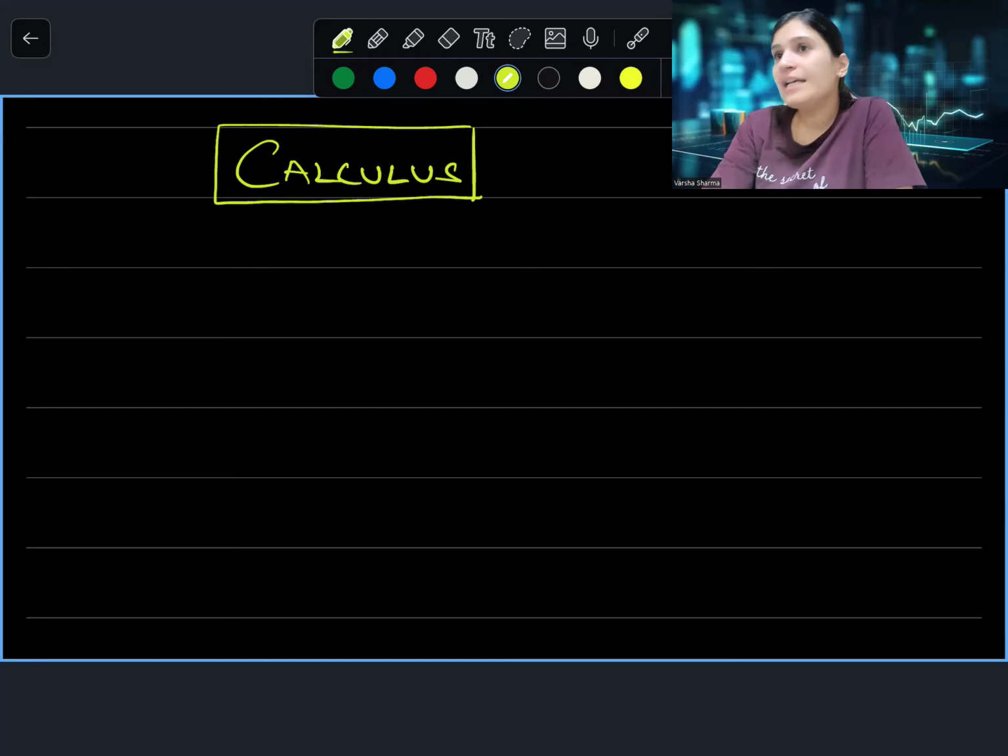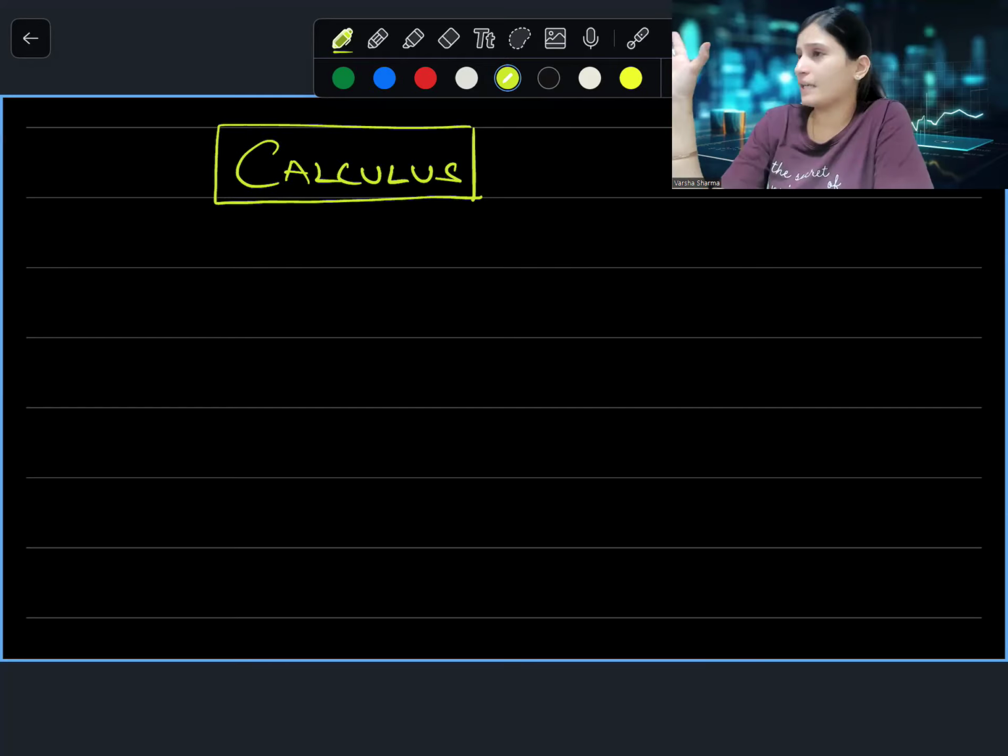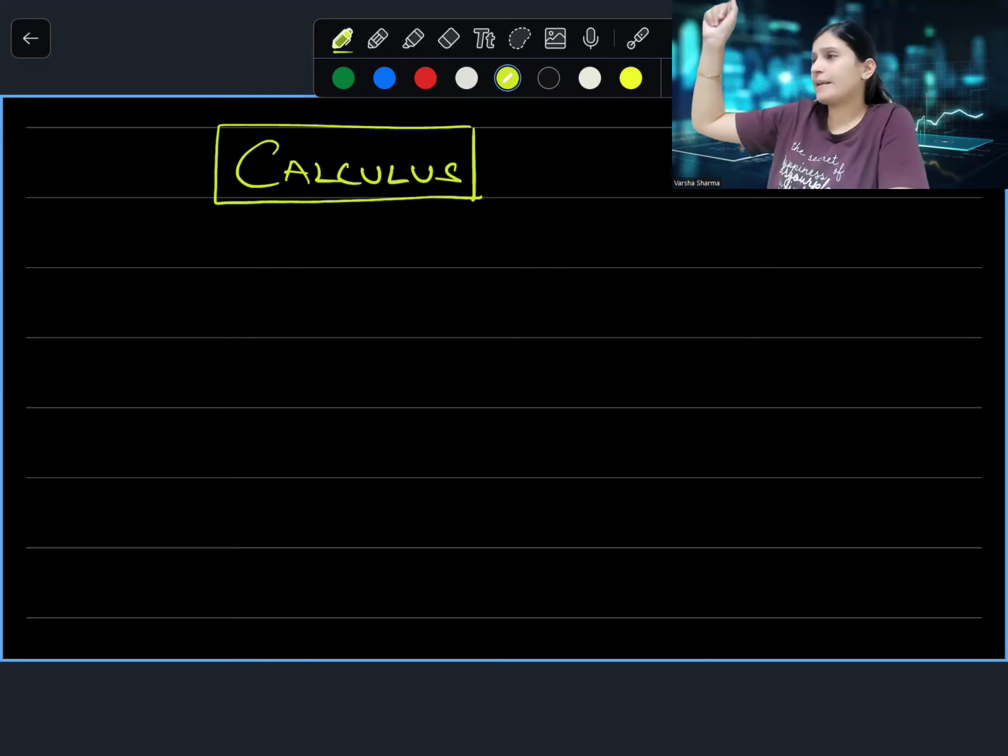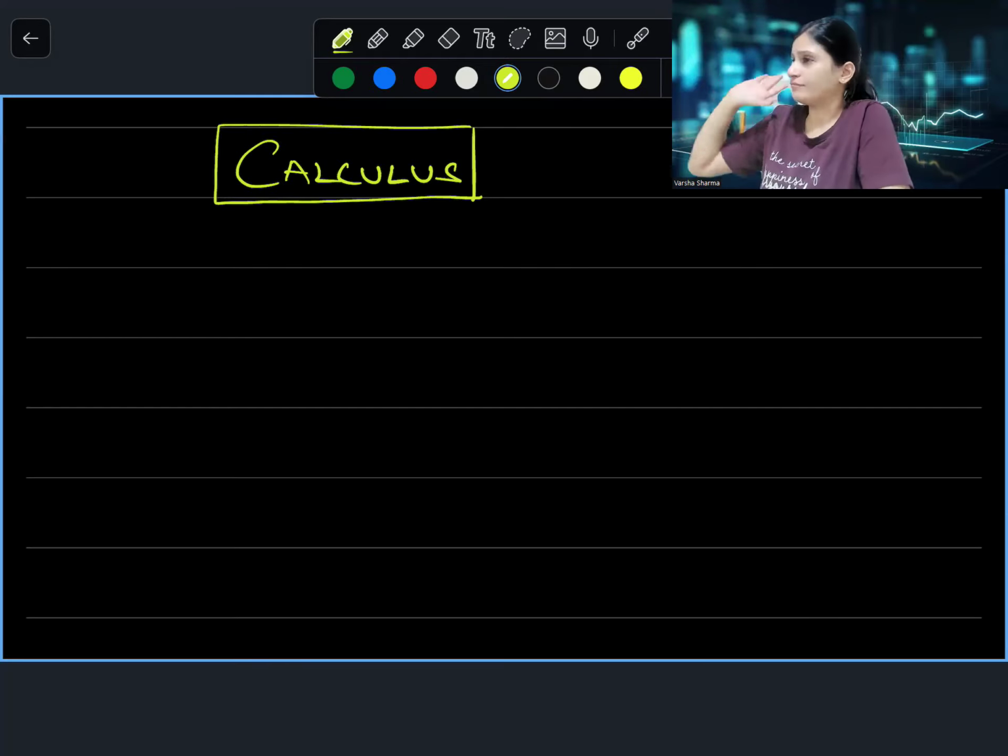x square is the equation. If I put 3, I'll get 9, so (3, 9) is the point. So (1, 1), (2, 4), (3, 9), (4, 16), (5, 25). For example, I've taken 10 points and put them on the graph. So you join those 10 points and you get one shape of a graph. Fine, you have drawn the graph.